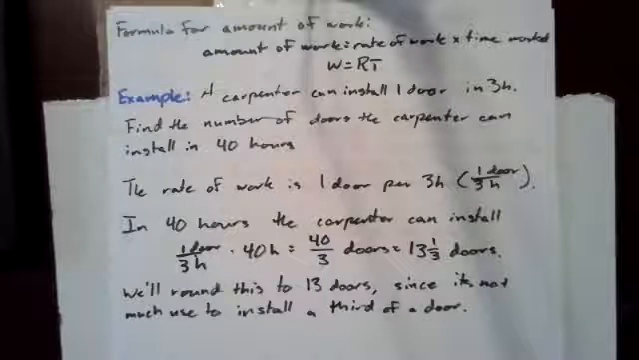For example, a carpenter can install 1 door in 3 hours. Find the number of doors the carpenter can install in 40 hours. The rate of work is 1 door per 3 hours, or 1 door over 3 hours. In 40 hours, the carpenter can install 1 door over 3 hours times 40 hours is 40 over 3 doors, or 13 1/3 doors. We'll round this to 13 doors because it's not much use to install a third of a door.